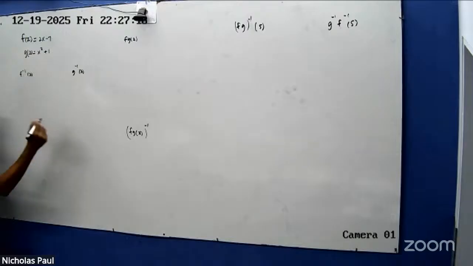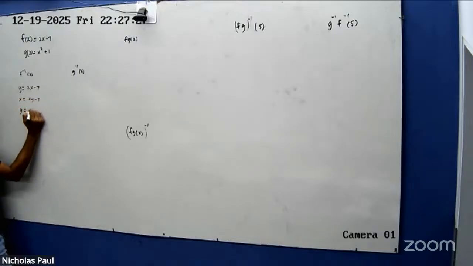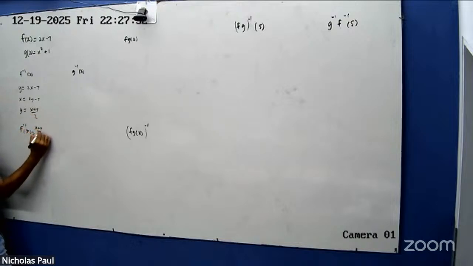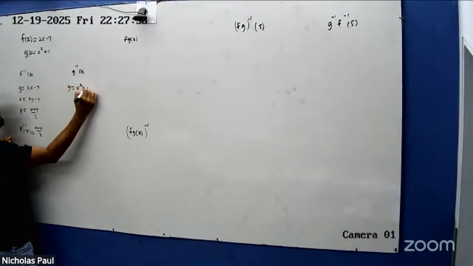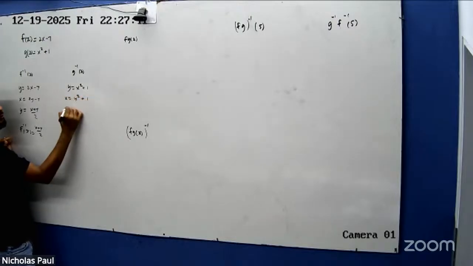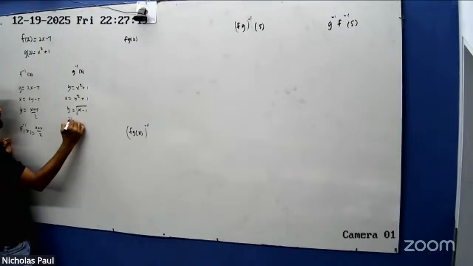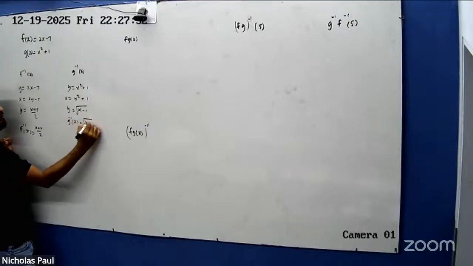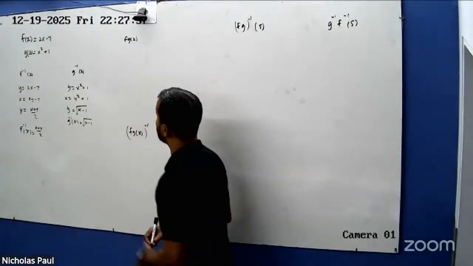Let's try to work out all these. So y is 2x minus 7, x is 2y minus 7, y is x plus 7 over 2. So f inverse x is x plus 7 over 2. That shouldn't be too difficult. Here, y is x squared plus 1, x is y squared plus 1, and then you make y the subject, carry across the 1, and then square root the whole thing. So your g inverse x is the square root of x minus 1. It should be kind of simple so far.